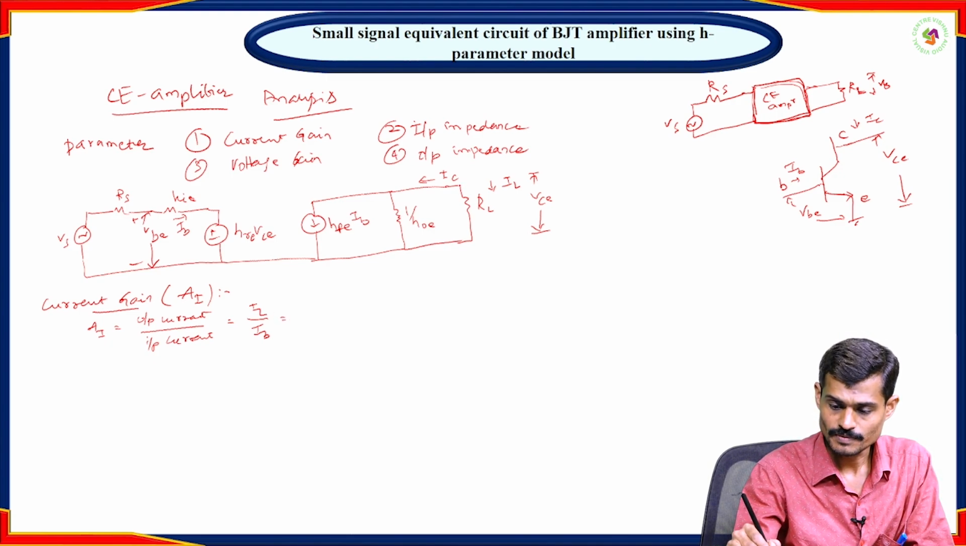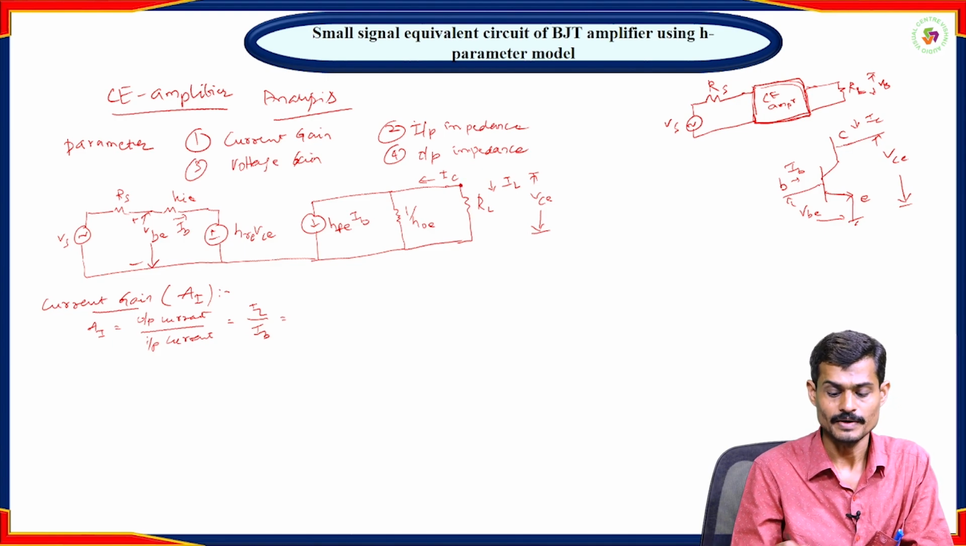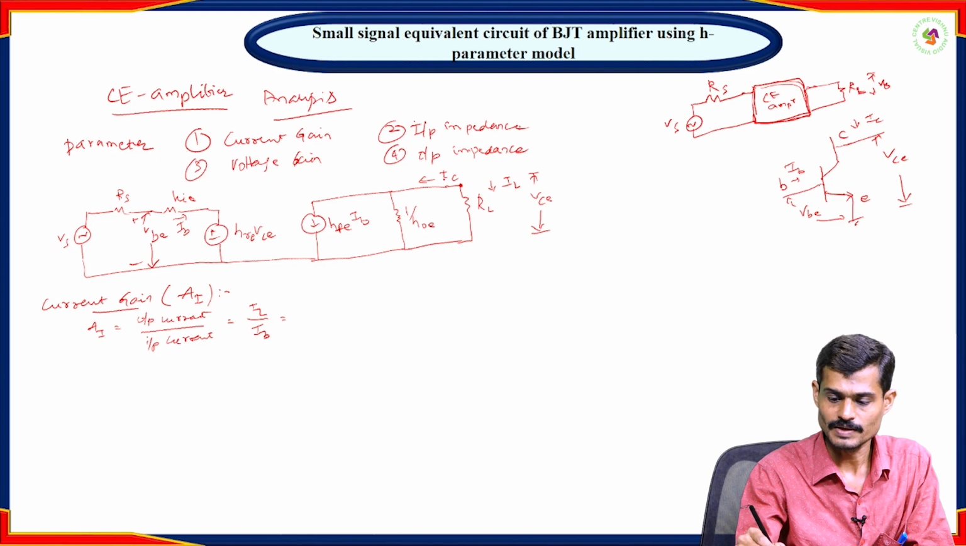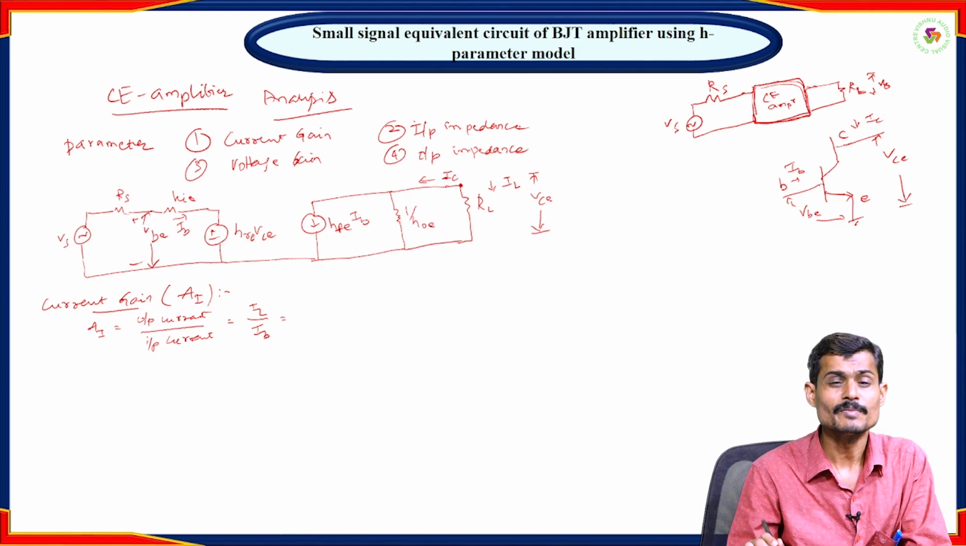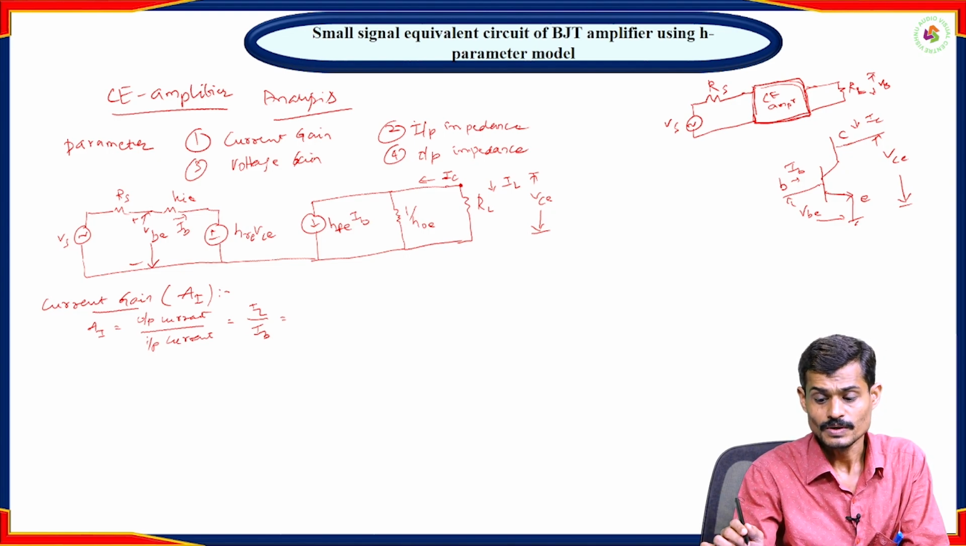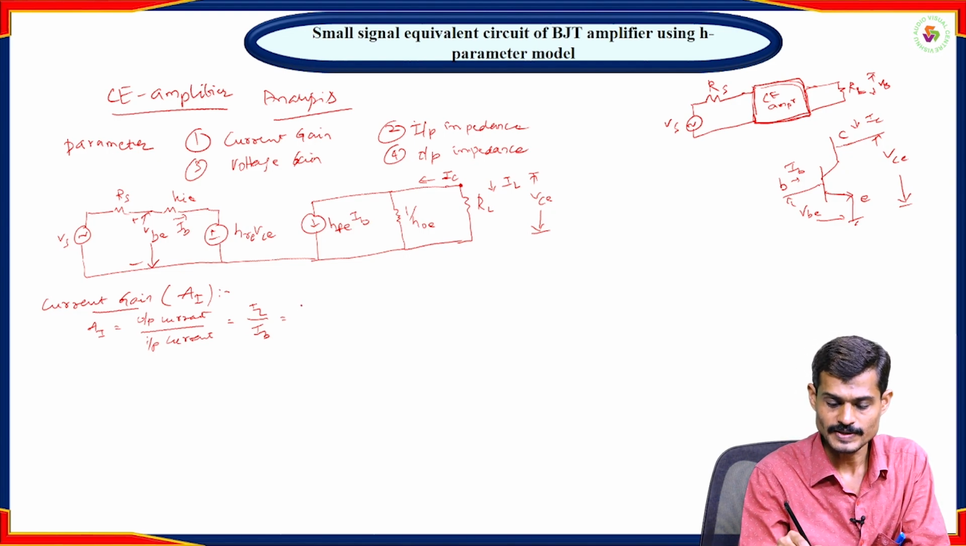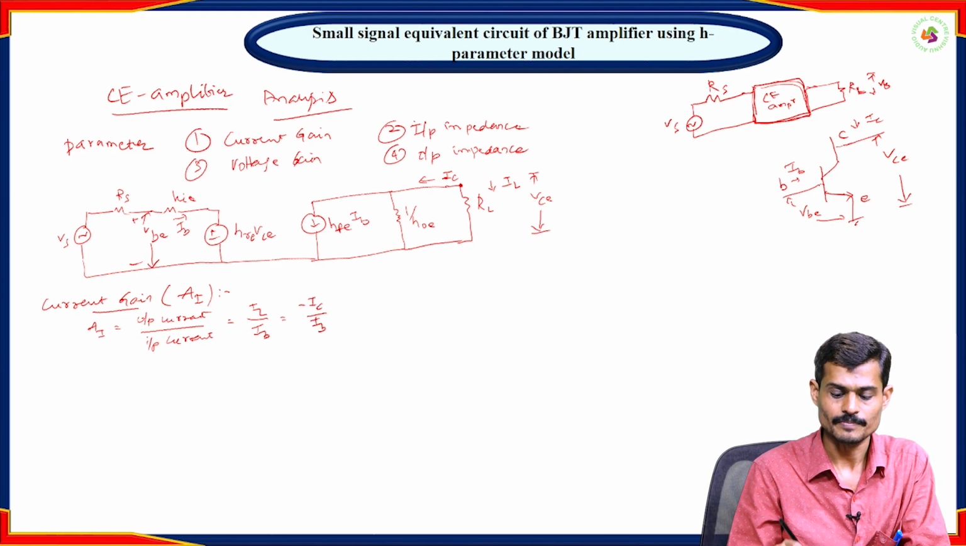If you see at this red mark point, if you apply KCL, what is the relation between IC and IL? Both are leaving currents. So IC plus IL equals 0. So IL equals minus IC, divided by IB.